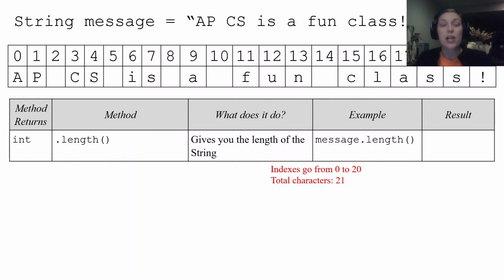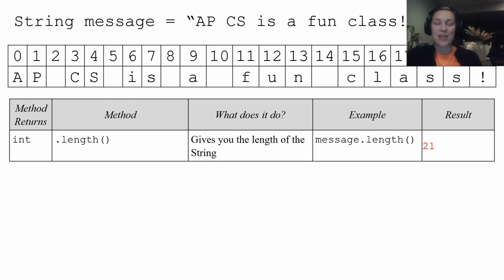Well, your indexes go from 0 to 20. Start at 0 and go up to 20, which means that there's a total of 21 characters in that string literal. So message.length is going to return the value of 21. It returns how many characters you have. It does not return the maximum index. Actually, it's the max index plus 1 that it'll always return, because your max index is 20. Plus 1, that's how many characters you have, because you count for that 0. So that's the dot length method.